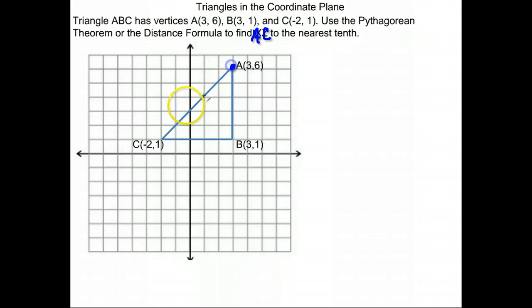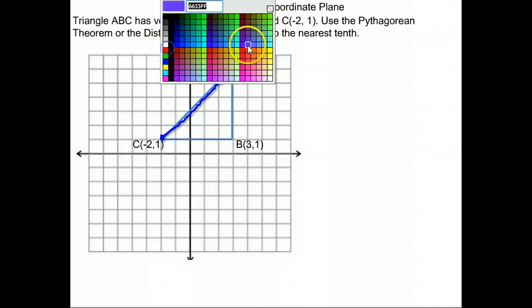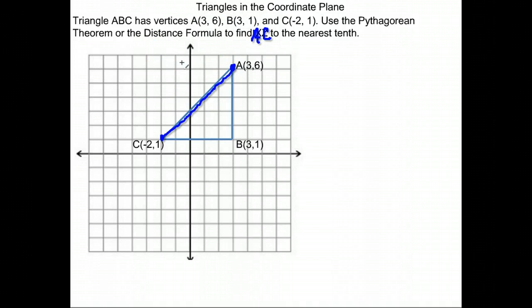Okay, so we want the length of this line. Notice we can't just count its length because it's on a diagonal. So instead we use what they asked us to, either the Pythagorean theorem or the distance formula. I will use both just so you can see both and select which one you would like. I'm going to start using the Pythagorean theorem.